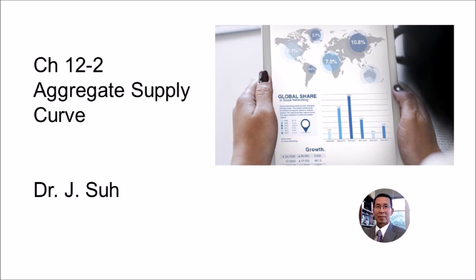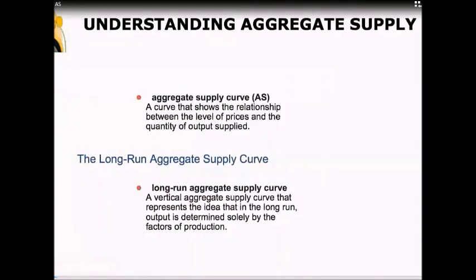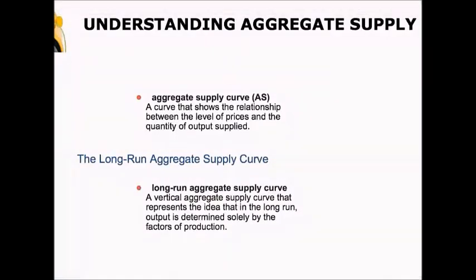Now we need to talk about the other side of the market, aggregate supply. So what do we want to understand when we look at aggregate supply? Well, first of all, what is the aggregate supply curve? The aggregate supply curve is the curve that shows the relationship between the level of prices and the quantity of output supplied. Now, it seems pretty straightforward. We're going to have an aggregate supply curve just like we have an aggregate demand curve.